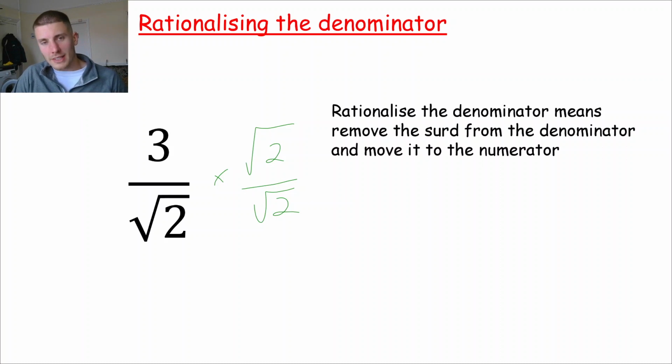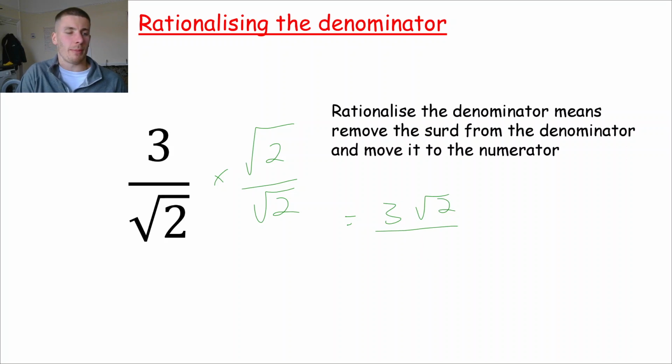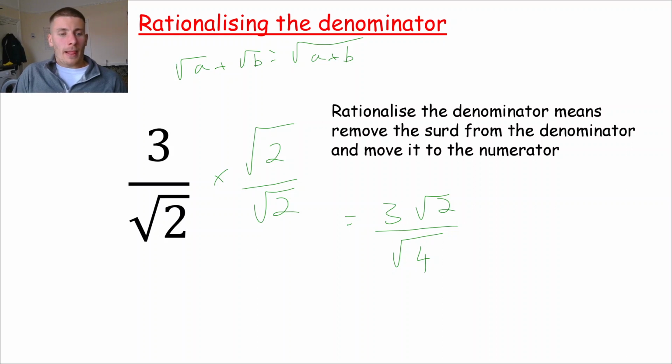Okay, and then timesing fractions, we're just doing 3 times root 2, which is simply 3 root 2 over the bottom part, which is going to be root 2 times root 2. We can write it as root 4, because from our laws of surds, root a times root b is equal to the square root of a times b. We know that. So then you can write this a little more simply as 3 root 2. And then what's the square root of 4? It is simply equal to 2.